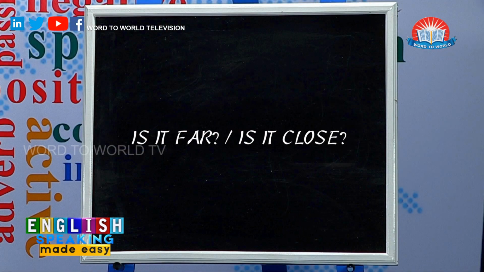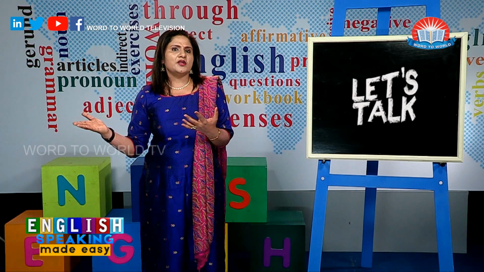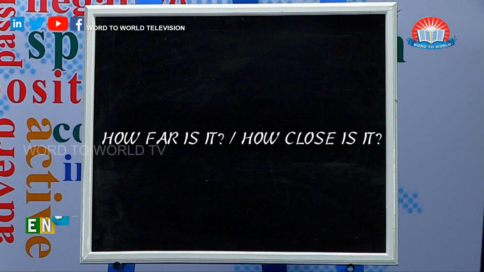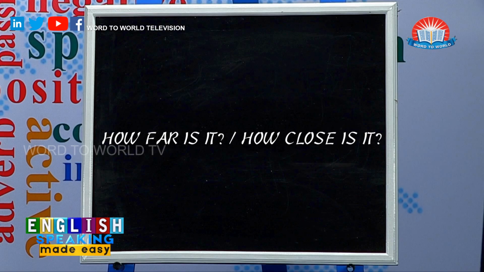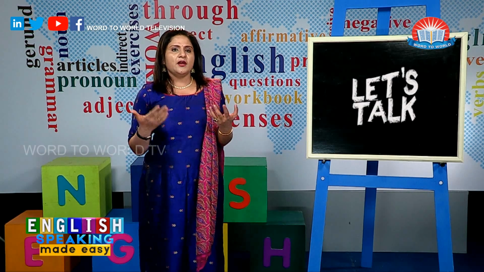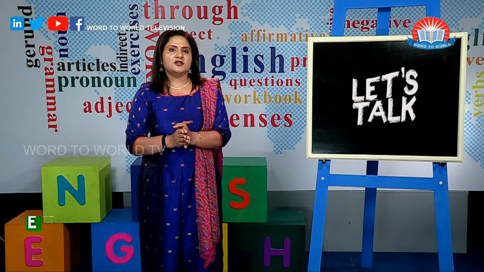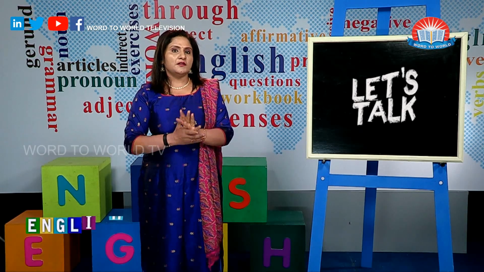Now, there are a few important grammar and vocabulary items to remember when you are asking for directions. Is it far? Is it close? I would like to go to so and so place. Is it far off or is it close? The next question would be, how far is it or how close is it? Another question type, where is the nearest supermarket? So, these are kind of expressions that we use when we want to give directions.